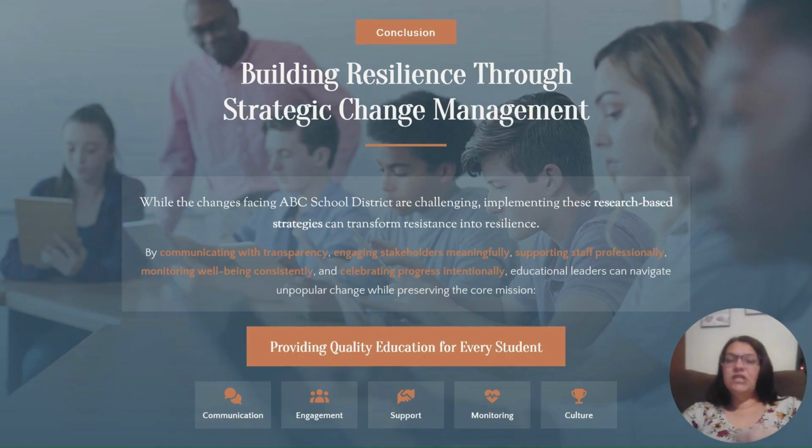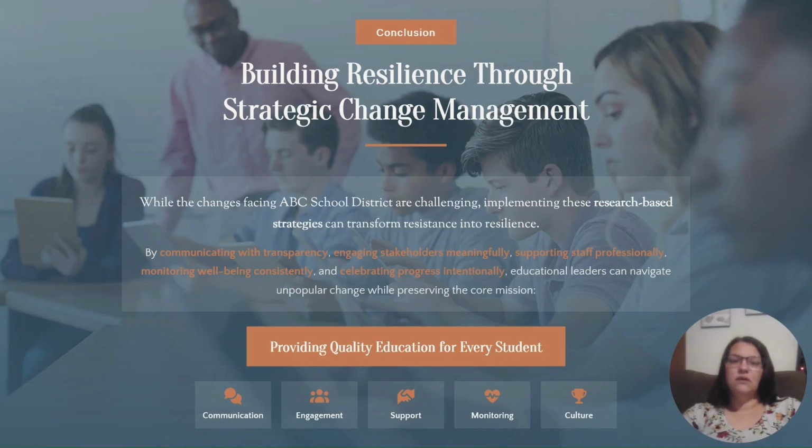So in conclusion, the changes facing the ABC School District are undeniably challenging. The budget constraints, restructuring, large classes, none of this is easy. But implementing these research-based strategies can transform resistance into resilience. It comes down to 5 interconnected pillars: communicating with transparency, engaging stakeholders meaningfully, supporting staff professionally, monitoring well-being consistently, and celebrating progress intentionally. When educational leaders commit to these practices, they can navigate even unpopular changes while preserving what matters the most.